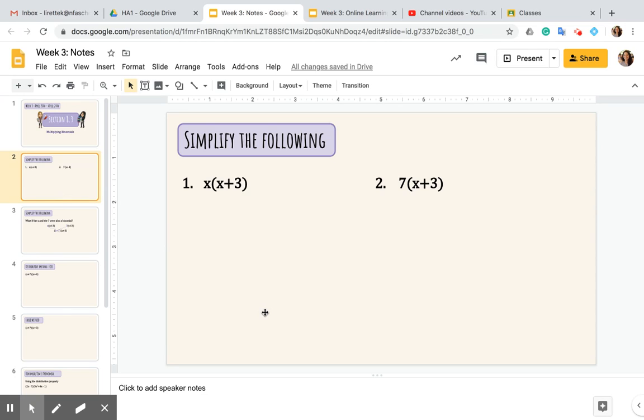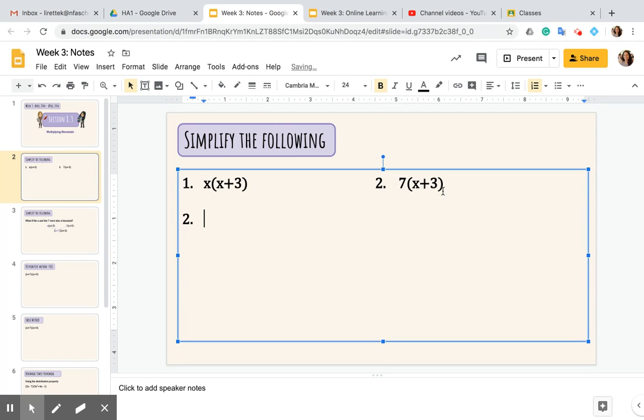Just like in previous sections, I encourage you to have something to write with and something to write on. Go ahead and pause the video now and give these 2 problems a try on your own. All right, so at this point, you should have given them a try. You're just using the distributive property, so it should be pretty fair game. Let's go ahead and go over the answers.